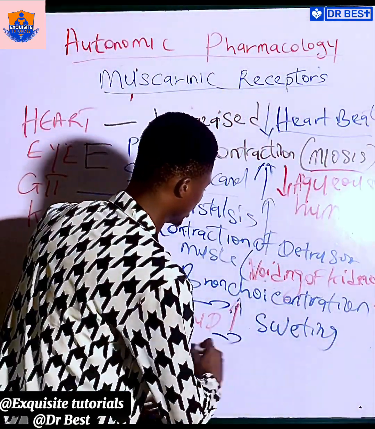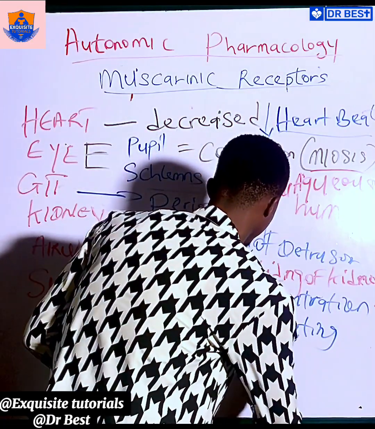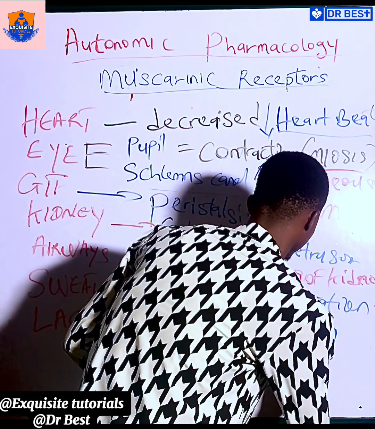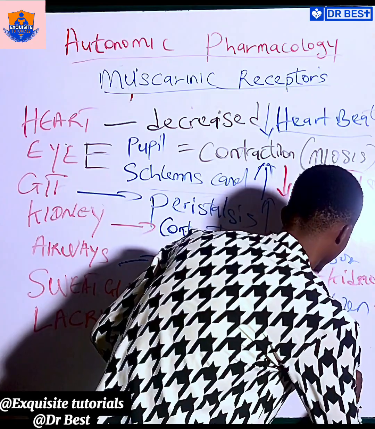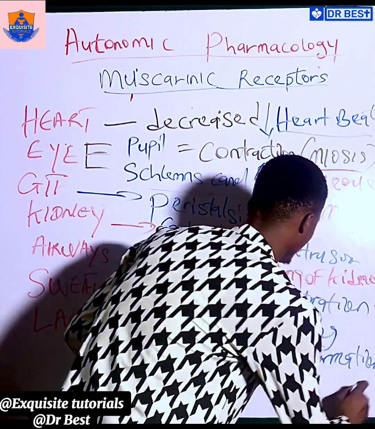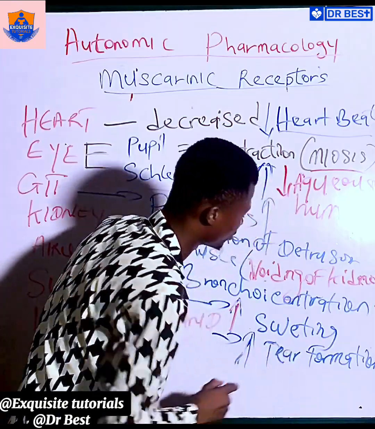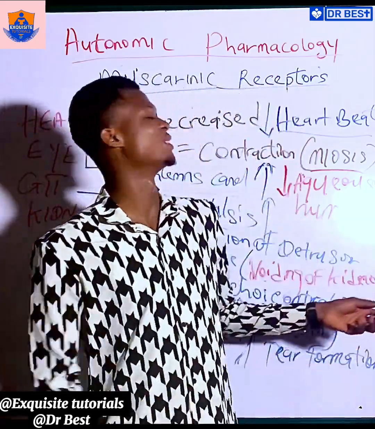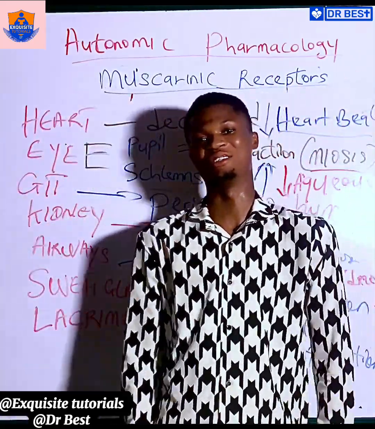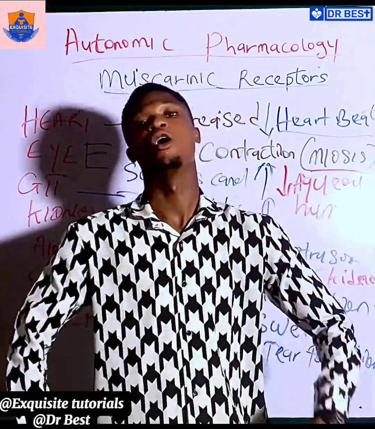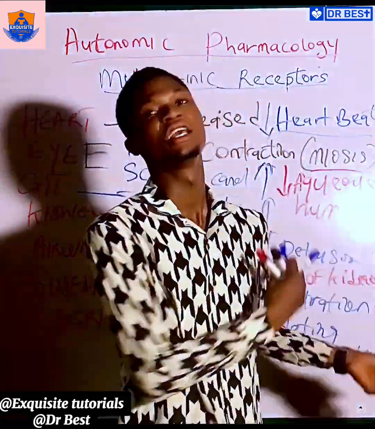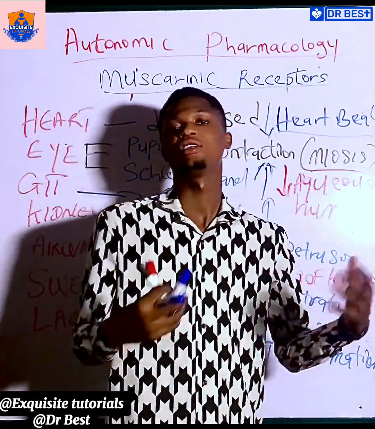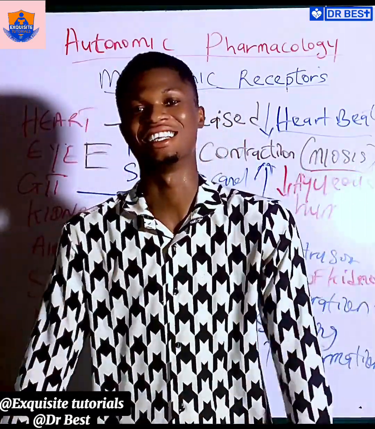Now let's talk about the lacrimal gland in the eye. It's going to cause increased tear formation. So you, Angela, that used to cry so often, when anything happens to you, you start crying. So probably there's an increased muscarinic stimulation in your system. Or imagine you that used to cry every day, when you take a substance, let's say muscarine, that increases the stimulation of muscarinic receptors in your lacrimal gland, oh, you just start crying like there's no tomorrow.